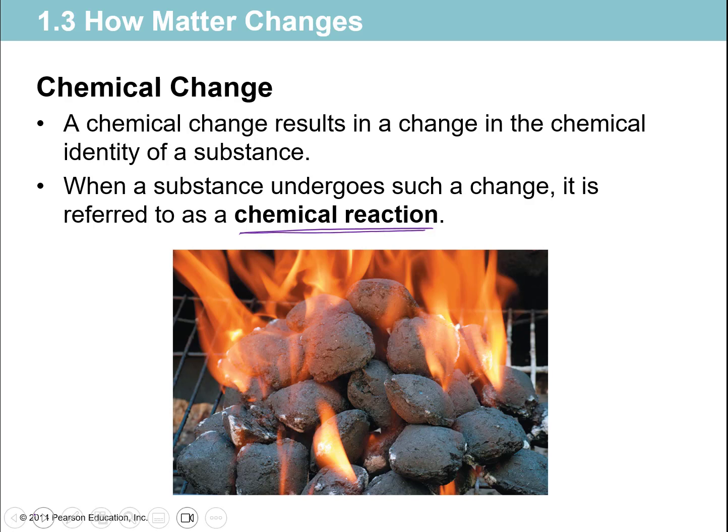Can you take it and pack it back together, or warm it or cool it, and convert it back to charcoal? No. So I have made a change that I can't just change back by heating, cooling, or pushing things back together. That's a chemical change. So a chemical change results in a change in the chemical identity of a substance. I've changed what it is.